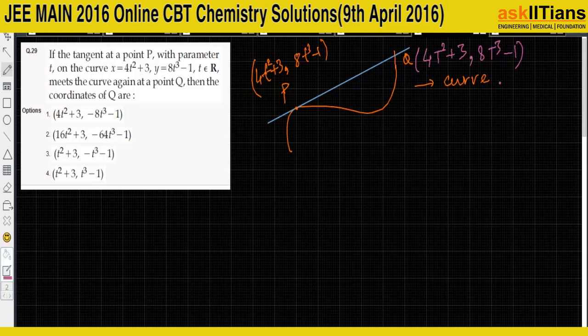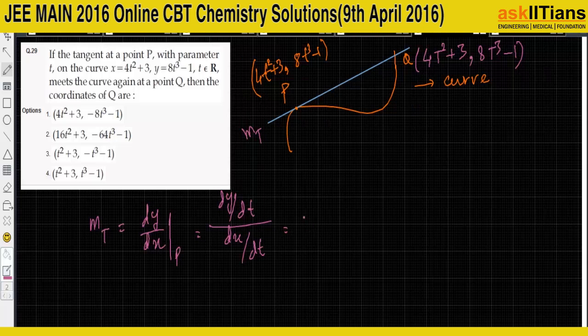Alright, so what I can do is find the value of the slope of the tangent at point P by using differentiation, right? So the slope of tangent at point P is dy by dx at point P. And how to find dy by dx? dy by dt divided by dx by dt, at point P. So differentiate y with respect to t, that will be 24 t square, and differentiate x with respect to t, that will be 8t. So this will be 3t. 3t will be the slope at point P.